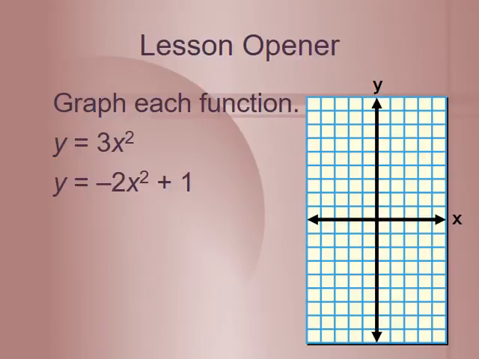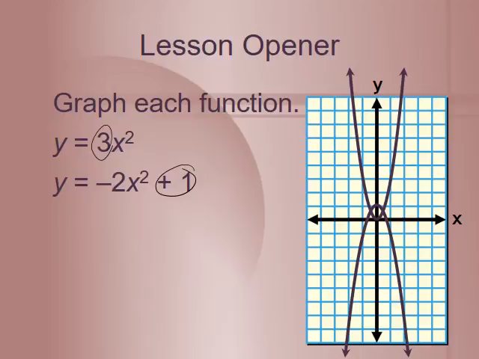Let's review what happens whenever we add something to our x squared function. We remember that when we multiply, the bigger the number is, the more narrow it gets. The smaller the number is, the more wide it gets. When we add, if you'll remember, it either moves up or down. And in this case, we're adding 1.